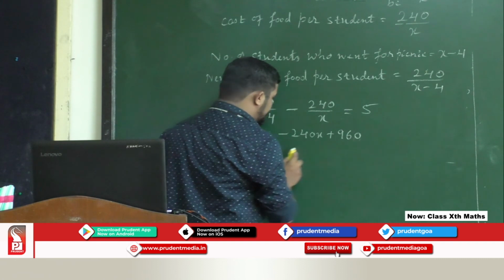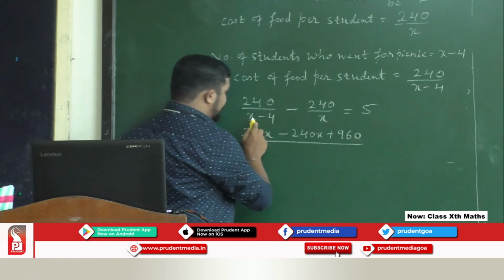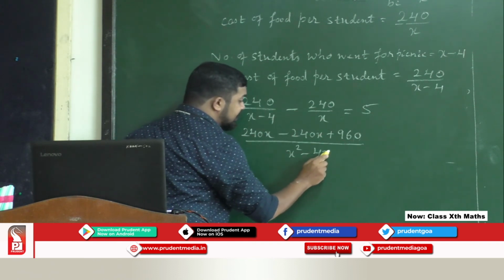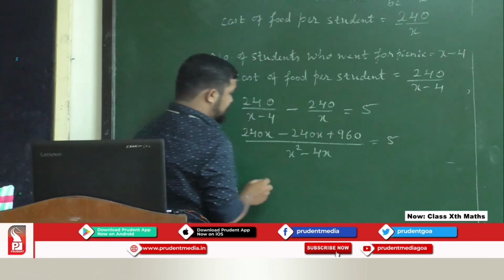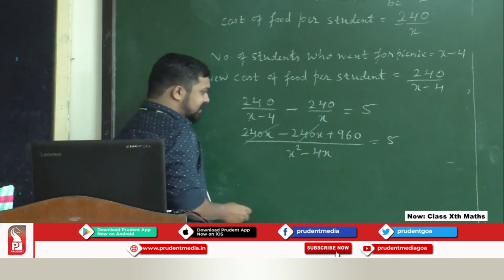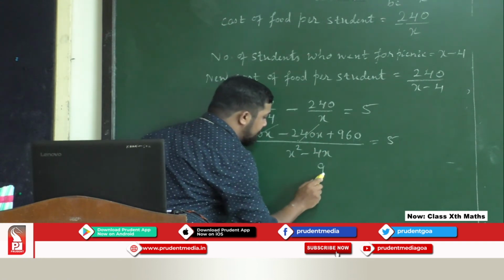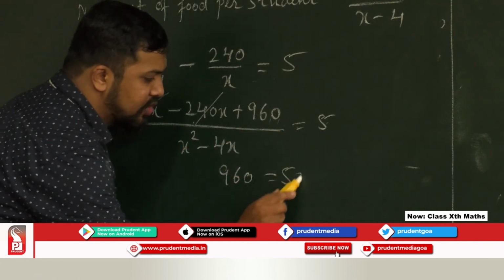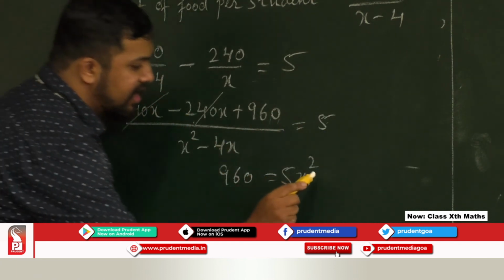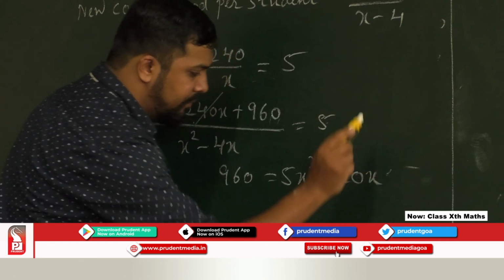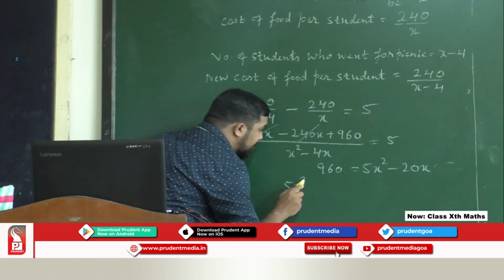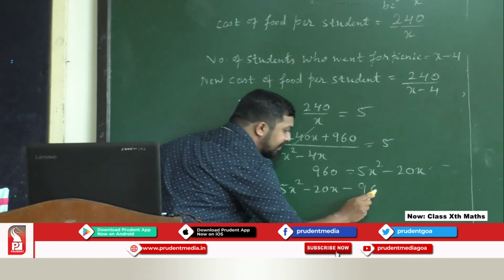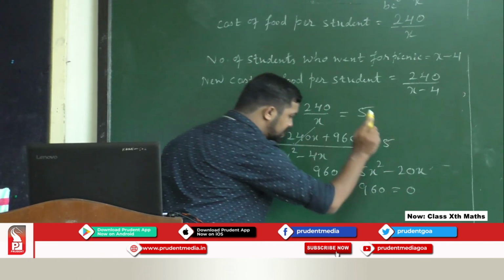So 960, x into x is x square, 4 into x minus 4x equal to 5. So cancel 240x, 240x. So 960 equal to 5 into x square, 5x square, 5 4s are 20. So 5x square minus 20x. Take this number 960 on the other side: minus 960 equal to 0.